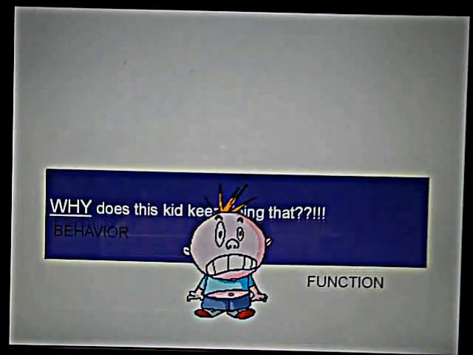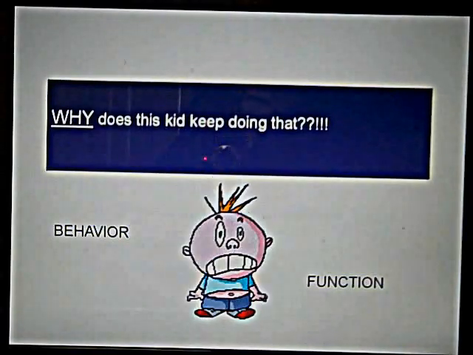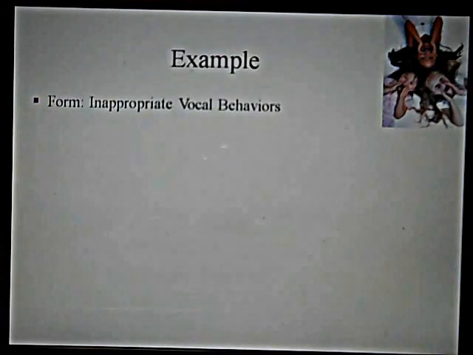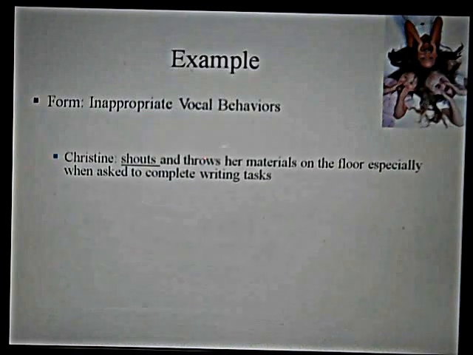Why does that behavior continue to occur? Why did that kid keep doing that? Example, inappropriate vocal behaviors. Christine shouts and throws her materials on the floor, especially when asked to complete a writing task.